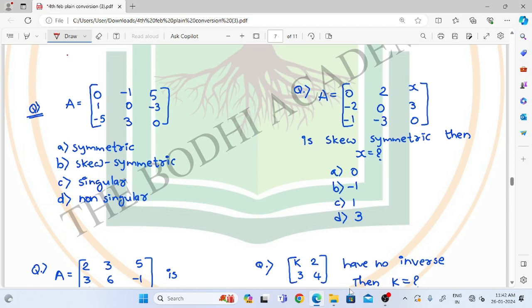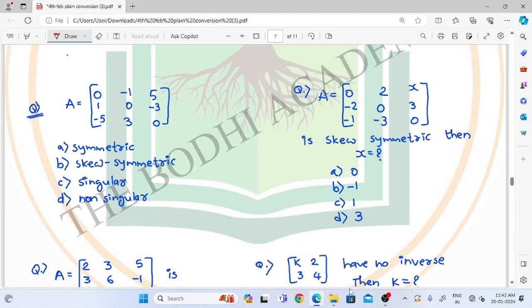In this video, you will learn 1 and 2 mark questions from the matrices and determinants chapters. First of all, let's solve some MCQ type questions, 1 mark. The first question is, this matrix A is given, and the question is to identify this matrix. The options are symmetric matrix, skew-symmetric matrix, singular matrix, or non-singular matrix.